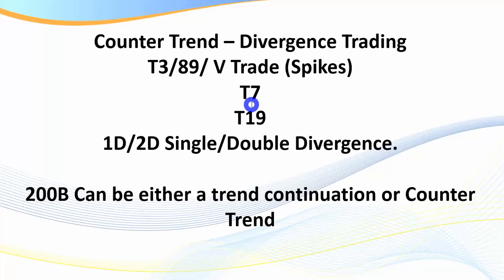A T7 is a double top or a double bottom. Your T19 is a standard divergence trade, and then of course you've got your 1Ds and your 2Ds, which is single and double divergence. These are all divergence trading. Then of course we have our 200Bs. Now for our 200Bs, it really is rather than a trend continuation trade, because it's such a deep pullback, that is also a counter trend trade. Okay, so they're the sort of setups, and you'll see those in the PowerPoints and cheat sheets that you really want to learn over time.